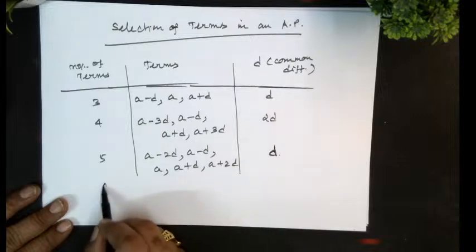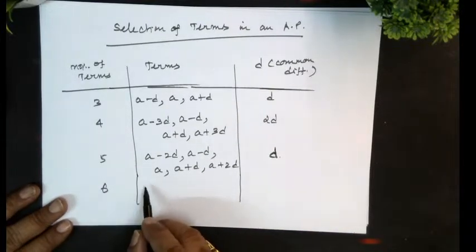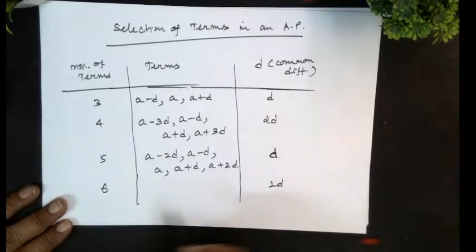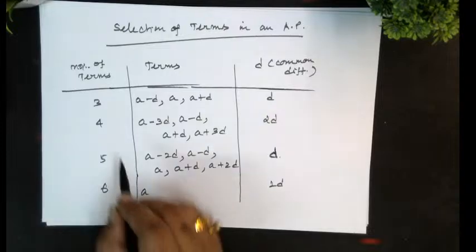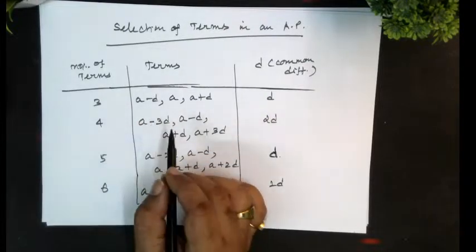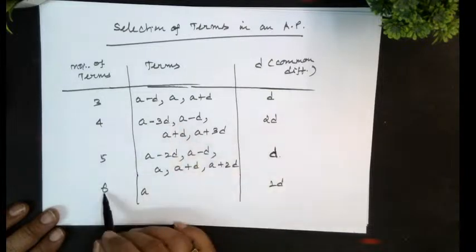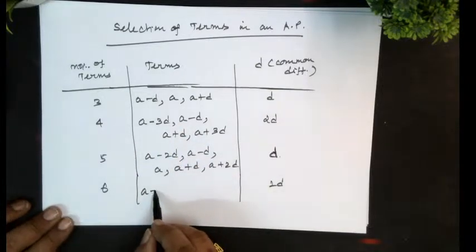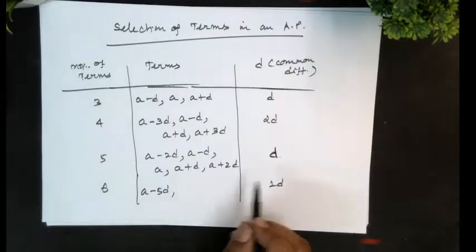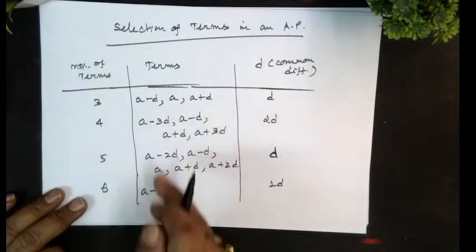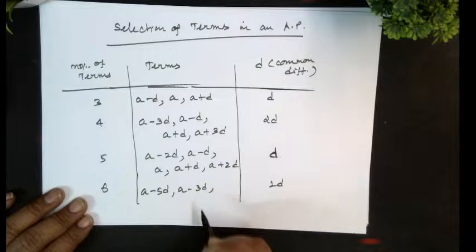Right? Suppose if you have got 6 terms, then here also the common difference will be twice. So you have to start from a minus 5d. If it is 4, you start from a minus 3d. If it is 6, you have to start from a minus 5d. So a minus 5d, comma, and the difference is 2d. So next is a minus 3d. Are you able to understand?